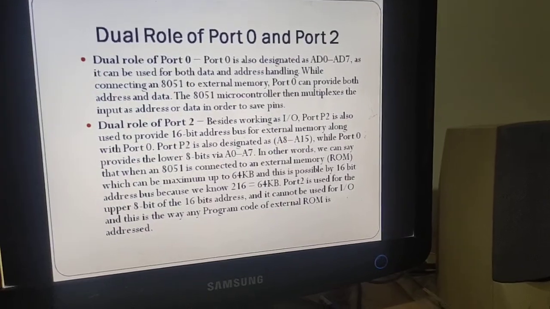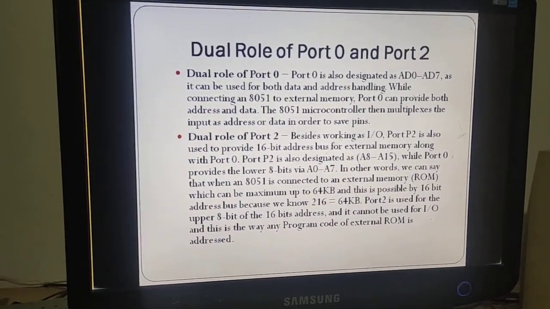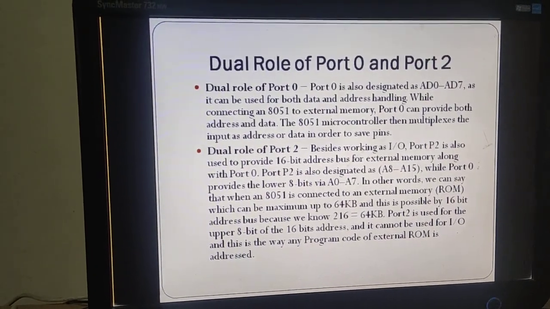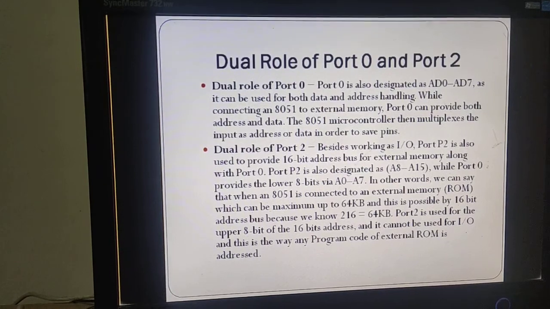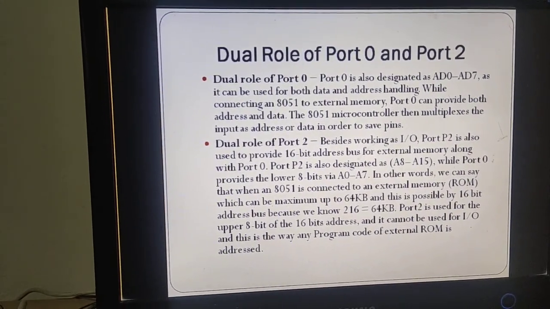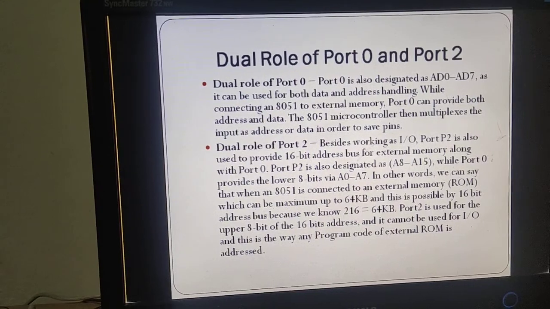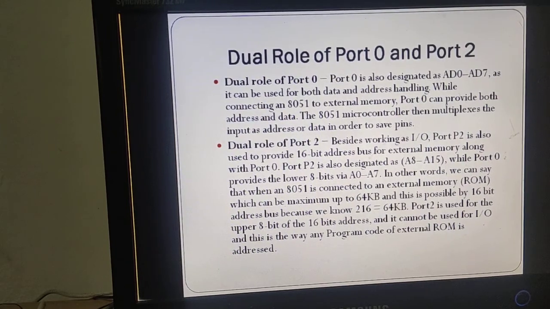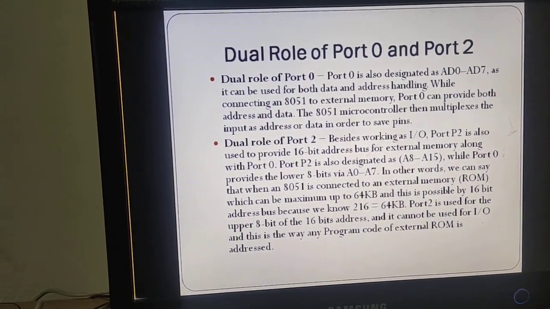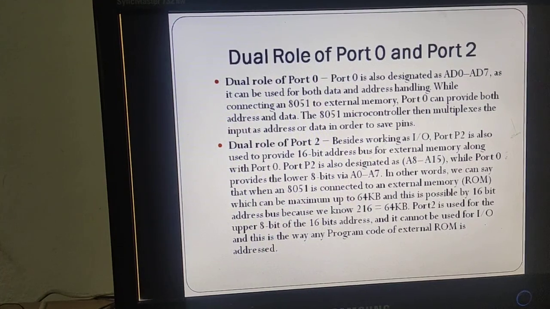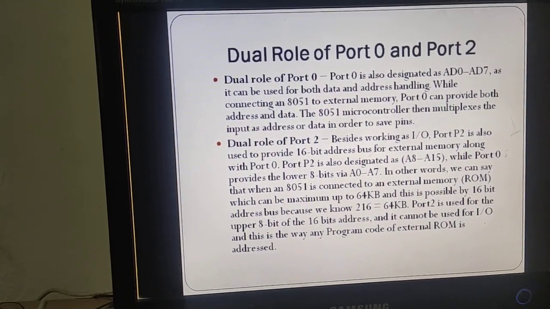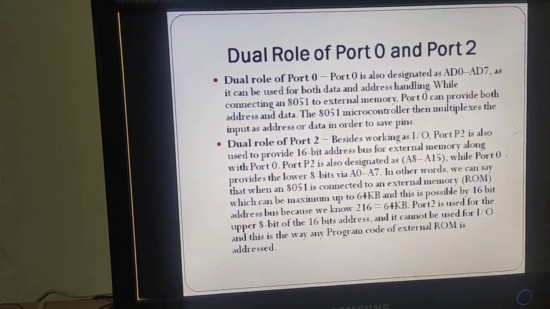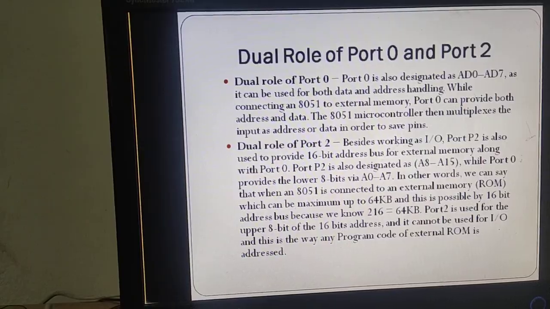Port 2 also provides the 16-bit address for external memory along with port 0. Port 2 is designated as A8 to A15, where port 0 provides the lower 8 bits, that is A0 to A7. Whenever an 8051 is connected to external ROM, which can be up to a maximum of 64 kilobytes, port 2 is used for the upper 8 bits of the 16-bit address. Otherwise it can be used for external input-output. That is where the program code of external ROM can be addressed. It all depends on how your ports are going to be used.